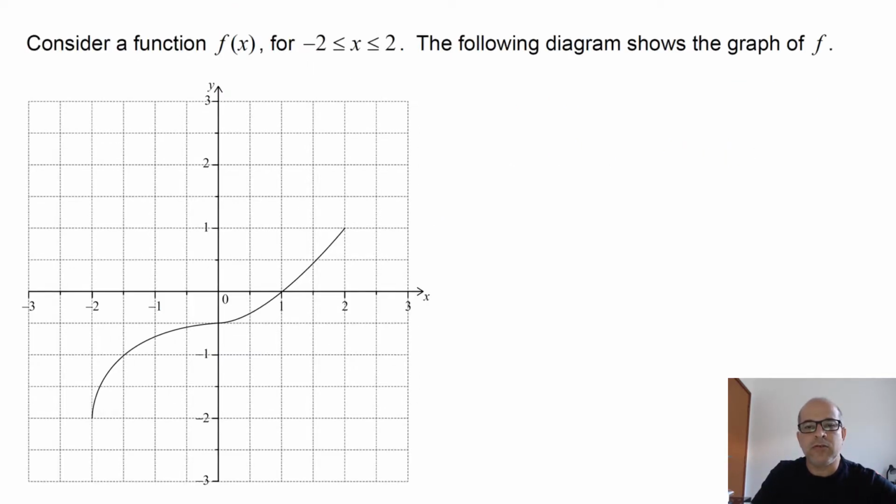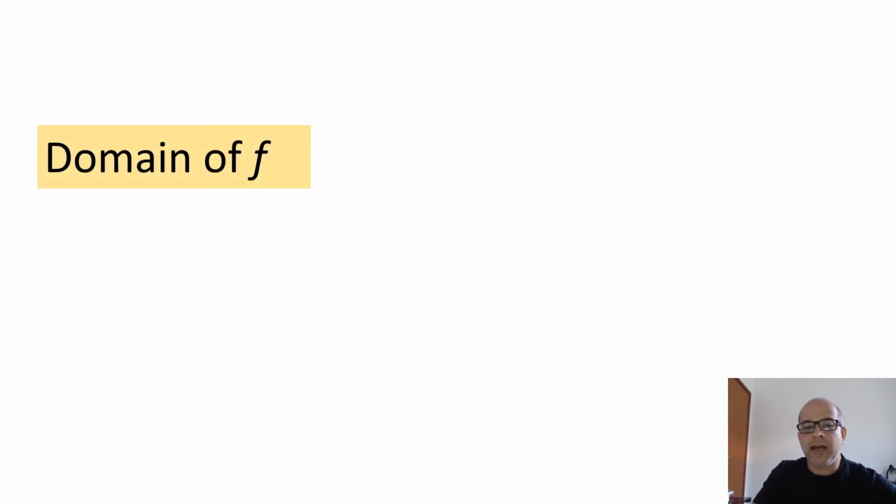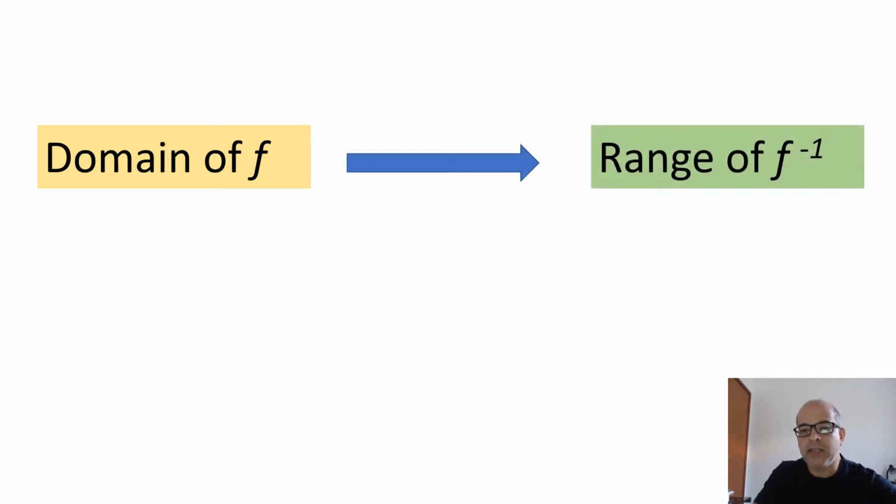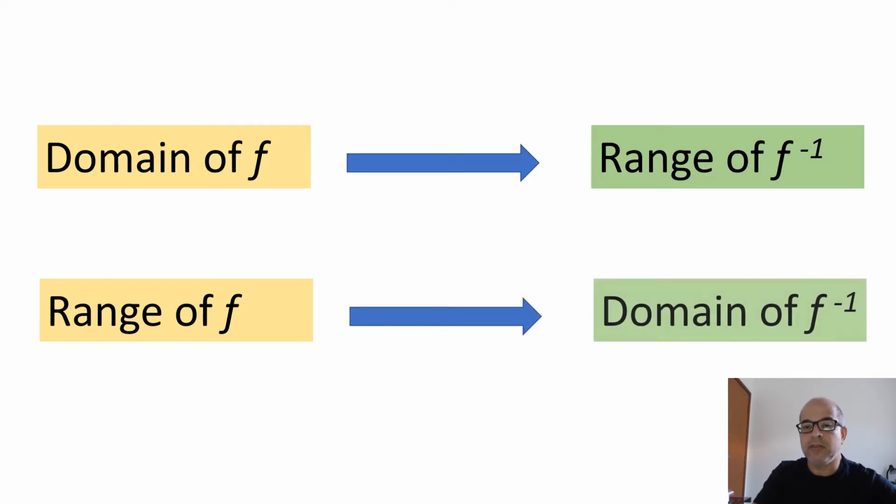Now let's go to part B of the same question. They say write down the range of f minus 1. This is a write down question because it is something simple. We have to remember the rule. The domain of f becomes the range of f minus 1, and the range of f becomes the domain of f minus 1. If we remember this rule, it's very simple.